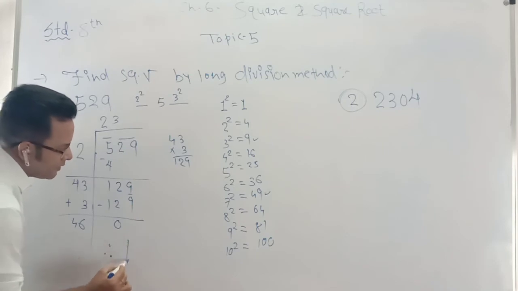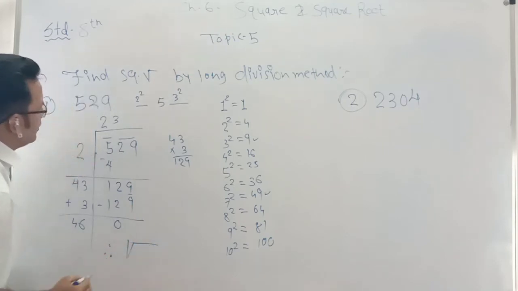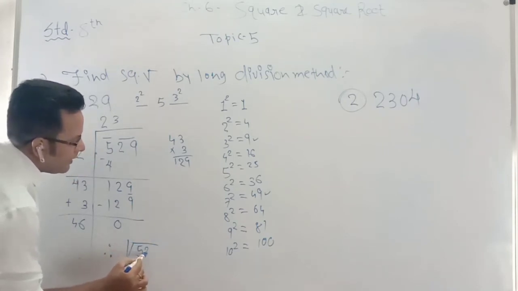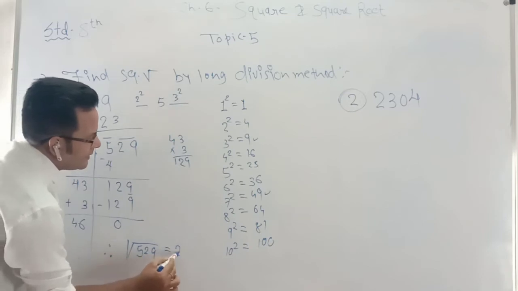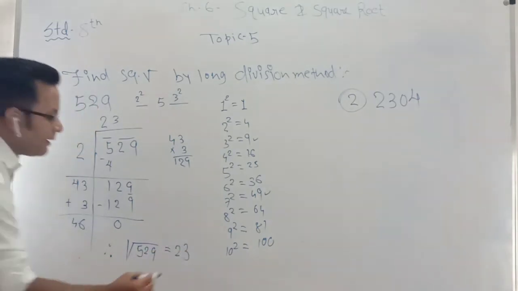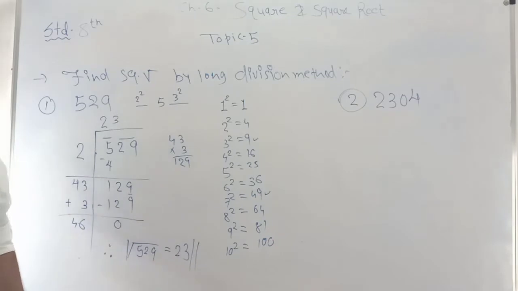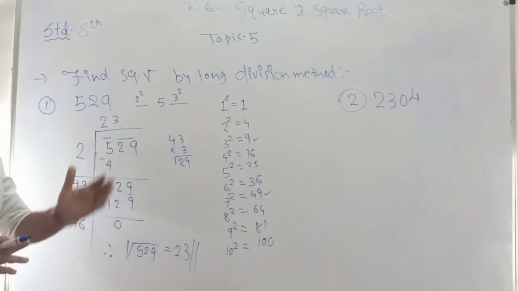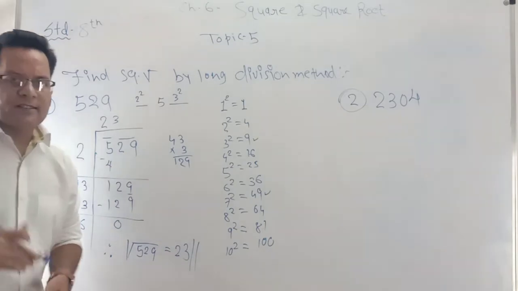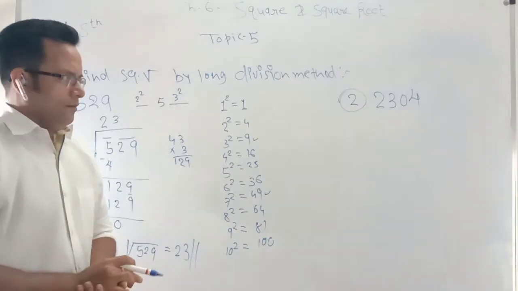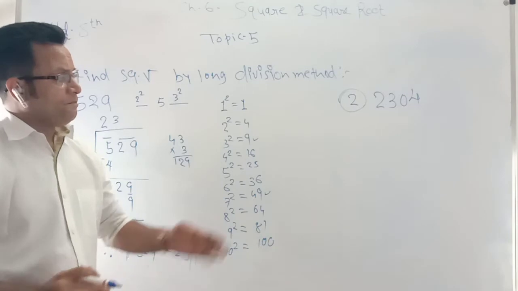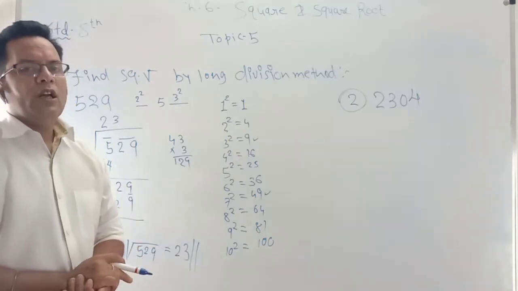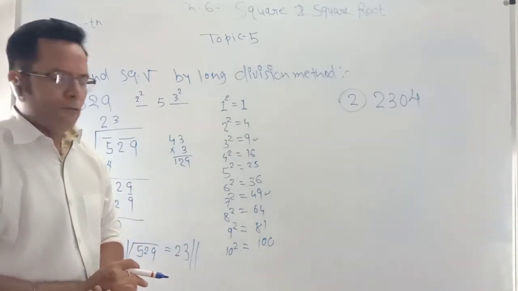Therefore, the square root of 529 is 23. Here the sum gets over. So you have to be careful here. One more sum I am going to explain to you, so that things become easier for you to understand. Now we have 2304.